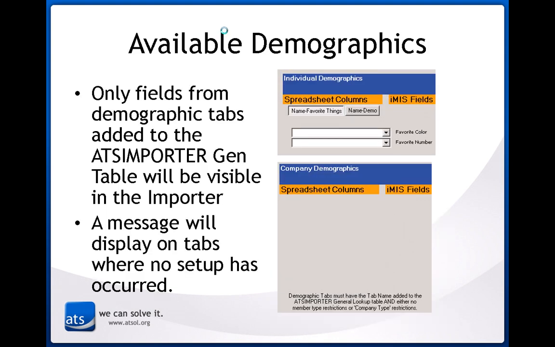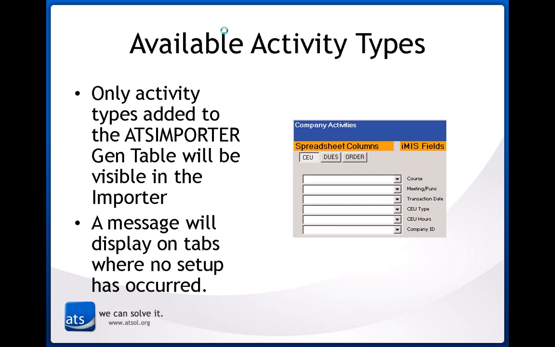Only fields from demographic tabs added to the ATS importer general lookup table will be visible in the importer. A message will display on tabs where no setup has occurred. Available activity types include only those activities added to the ATS importer general lookup table. And again, a message will display on tabs where no setup has occurred.